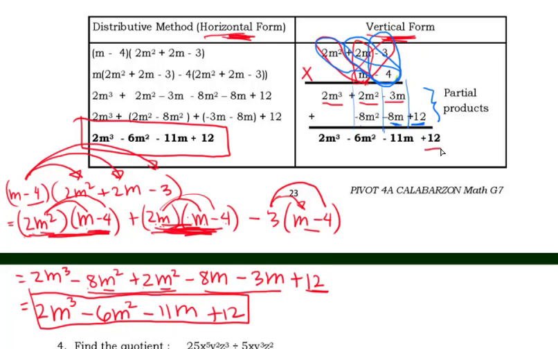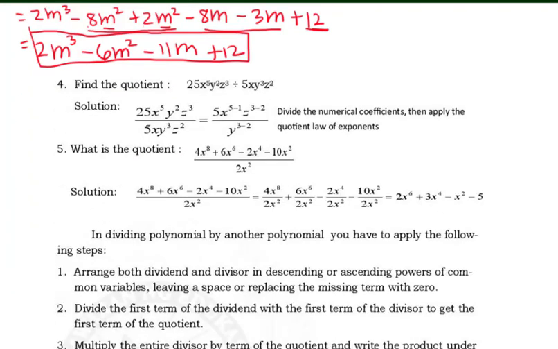So, bring down 12. Negative 3m plus negative 8m is negative 11m. And then 2m squared plus negative 8m is negative 6m. And bring down the 2m cube. Yan. So, parehas po sila ng result. Mas madali po itong vertical form. Okay? Okay, let's now move to example number 4. Division naman po tayo. Division of polynomials.